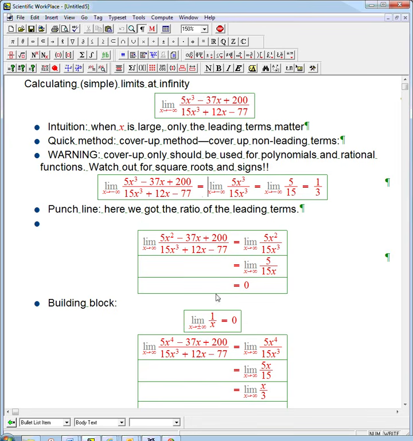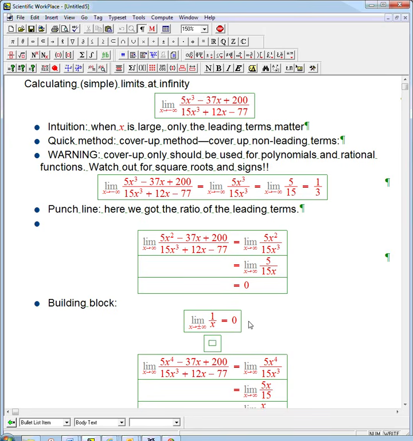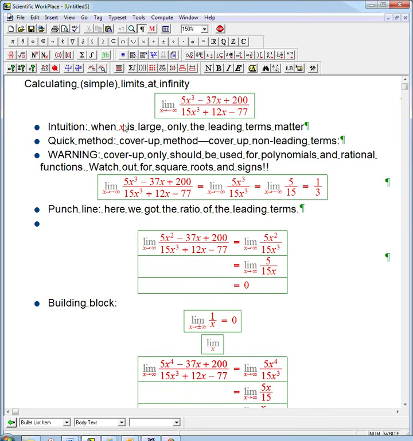Okay, so the idea here is that usually 1 over x we think of as a more complicated gadget than like x. Okay, but let me just add one more building block. The two building blocks we're going to use: the limit of 1 over x is 0. The nice thing is that's a number. The limit of x or x to the n is not a number, it's infinity, where n is some number that's bigger than 0.